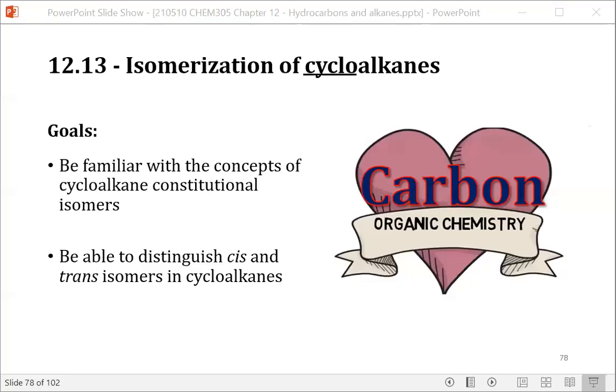Hey everybody, welcome back. This is section 12.13 on the isomerization of cycloalkanes. So our goals in this section are to be familiar with the concept of cycloalkane constitutional isomers and to be able to distinguish cis and trans isomers of cycloalkanes.